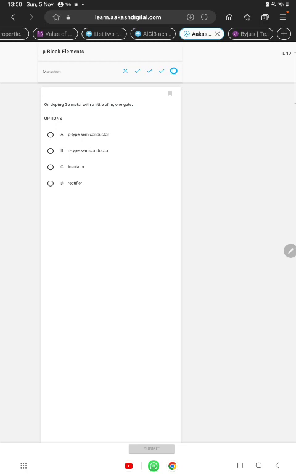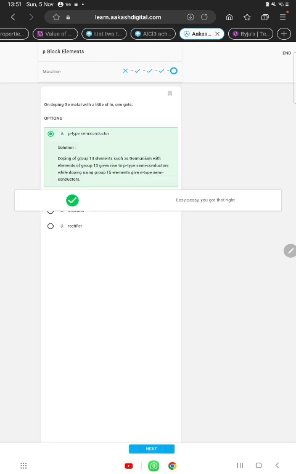On doping germanium metal with a little indium, one gets a p-type conductor. Germanium is group 14, indium is group 13, so it is positively charged, a p-type conductor. See, group 14 elements such as germanium doped with group 13 elements give rise to p-type semiconductors, while doping with group 15 elements gives n-type semiconductors.